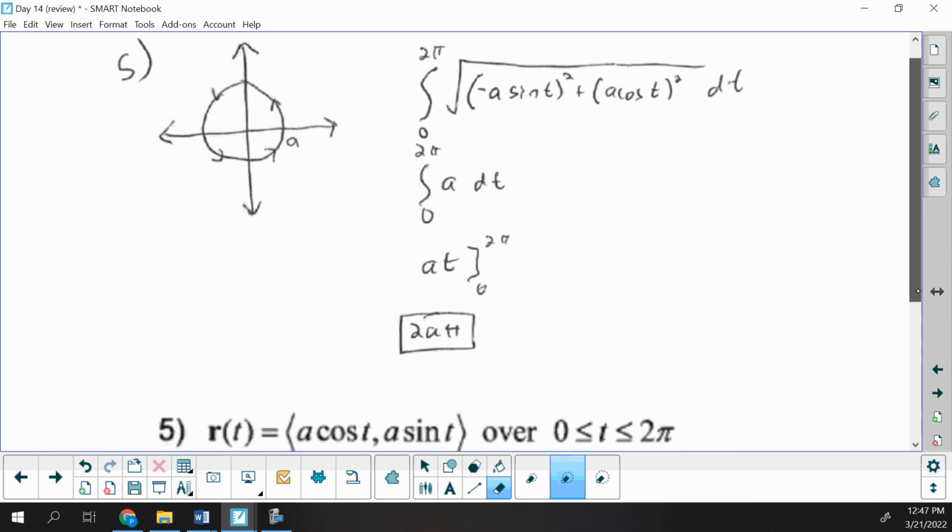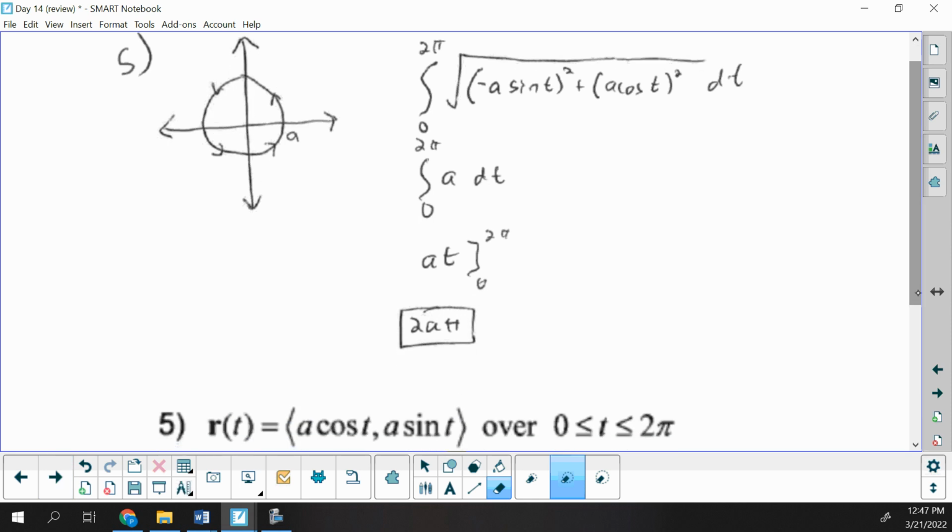Now this one neatened up pretty nicely. They would each have an a squared. You could pull that out. Square root of a squared is absolute value of a, but because we're 0 to 2 pi, it would be a positive a. And then the sine squared plus cos squared under the square root would give you 1. That's why we only have a left there. Then do your antiderivative, you get at. Fill in, you eventually get 2a pi.